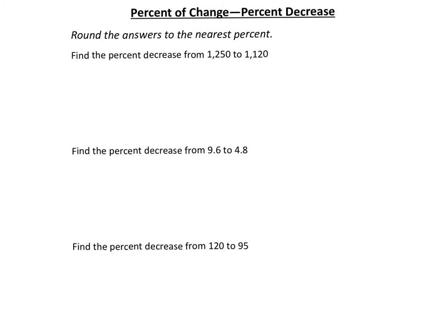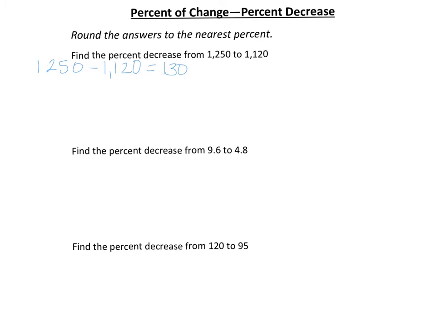The steps we took in the previous problems, the ones with percent increase, are going to be the exact same steps for this one. For the first problem, we're asked to find the percent decrease from 1,250 to 1,120. We go about subtracting 1,250 minus 1,120, and that gives us a change of 130.